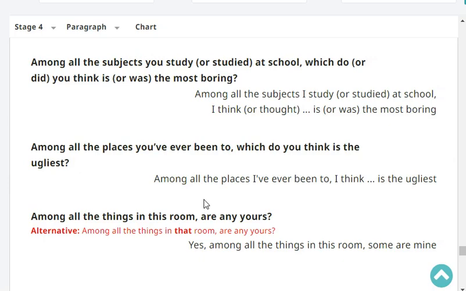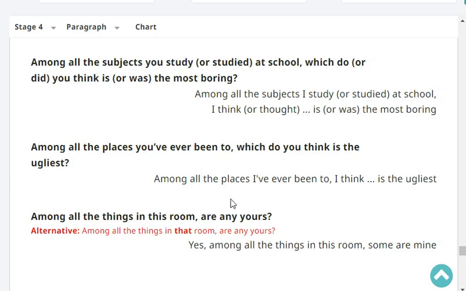Among all the places you've ever been to, which do you think is the ugliest? Among all the places I've ever been to, I think the air with clothes is the ugliest. Very good.